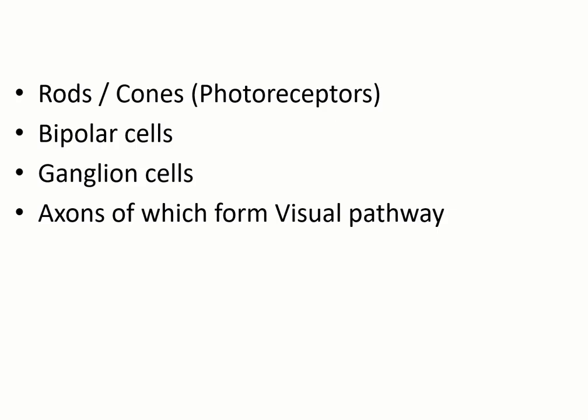So to put it in simple terms, the photoreceptors, your rods and cones, detect the light, and once they are stimulated, a signal is created that is sent to the bipolar cell. The bipolar cell synapses with the ganglion cells. The axons of the ganglion cells form your optic pathway, or your optic nerve.